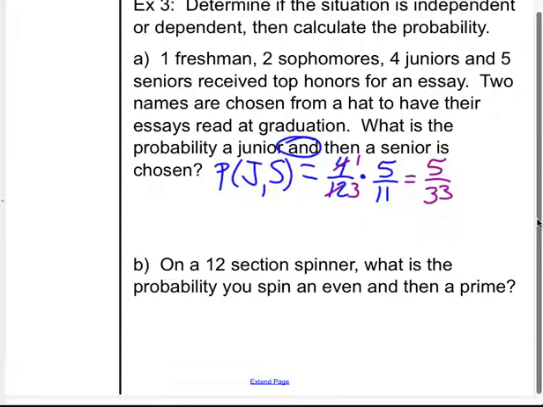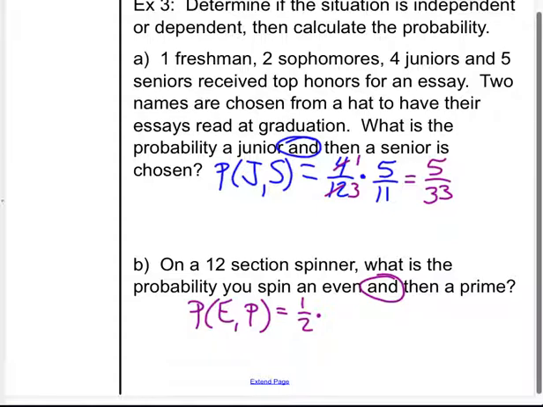Last example, we've got a 12-section spinner. What's the probability that we spin an even and then a prime? This would be an independent event because when you spin the spinner, it will not affect what you get the second time you spin. So probability even and then prime. Half the spinner is even, and with the and probabilities where we multiply, it's nice to go ahead and simplify those right away. And then a prime.